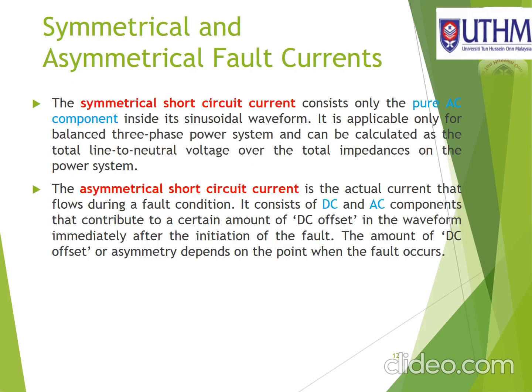The symmetrical short circuit current consists only of a pure AC component. But the asymmetrical short circuit current is the actual current that flows during a fault condition. It consists of DC and AC components that contribute to a certain amount of DC offset in the waveform immediately after the initiation of the fault. The amount of DC offset or asymmetry depends on the point when the fault occurs.